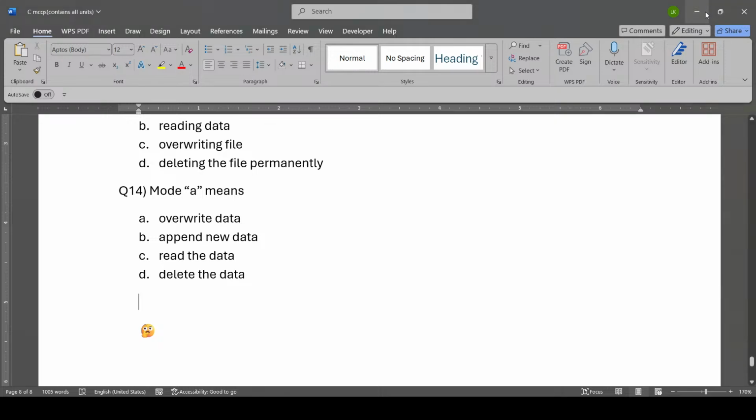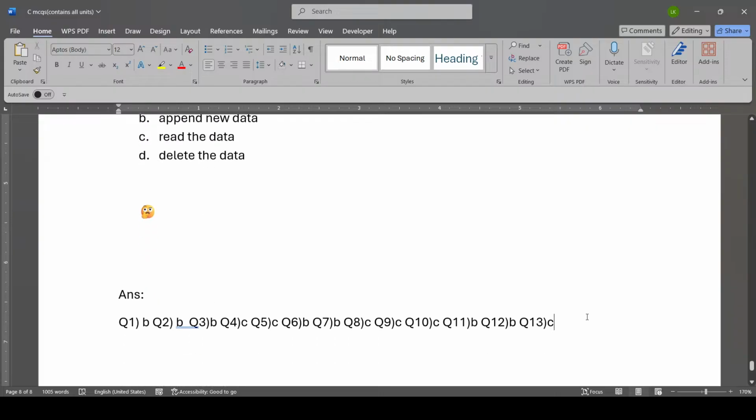Okay, its answer is now. Whenever we talk about the mode A, it means we are going to append new data. That is B. It doesn't mean that we are going to overwrite the data. Reading is also not possible there, and delete is also not the right answer. So question number 14 is B. Now going to talk about the next question.